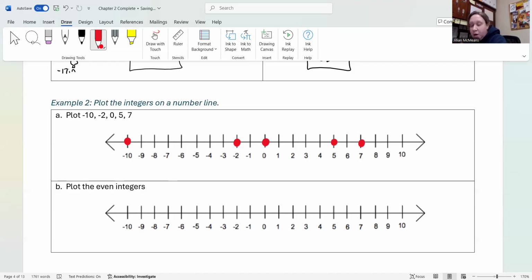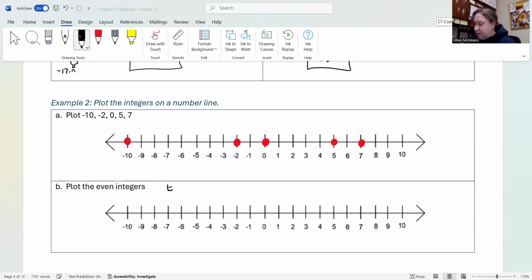Okay, now for part B, it says plot the even integers. There's no way we could possibly ever plot every single even integer. There are infinitely many of them. We could start today and go until the very end of the semester and still not plot all of the even integers. So we're just going to plot the even integers that show up on this particular number line.